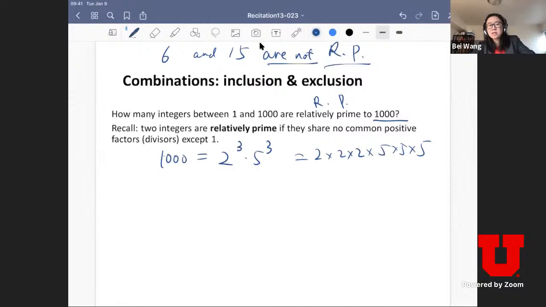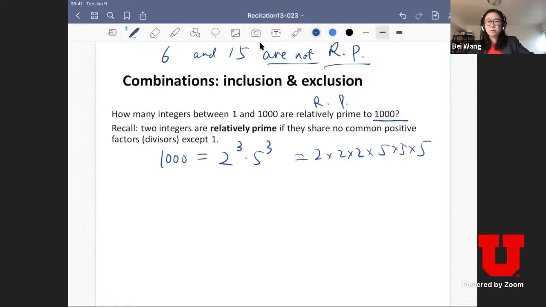That means any integer that is relatively prime to this should not contain a factor of 2, nor can it contain a factor of 5. So we are essentially counting the number of integers that are divisible by 2 and divisible by 5. And there's one more tricky part of this question: I also need to count the number of integers that are divisible by 10.